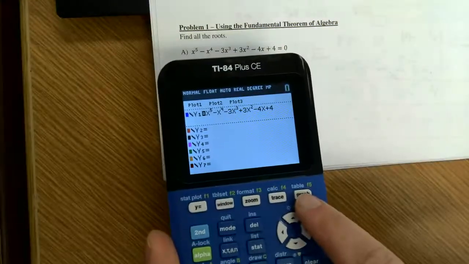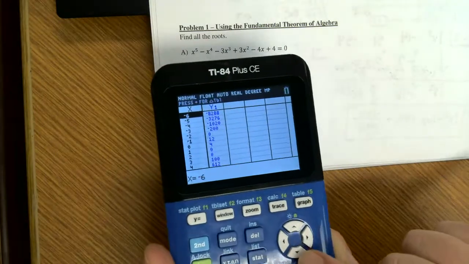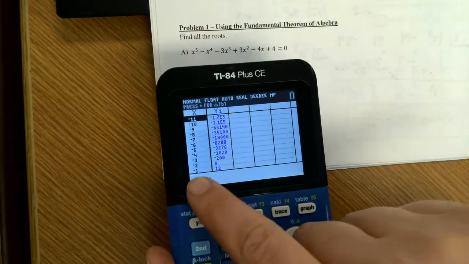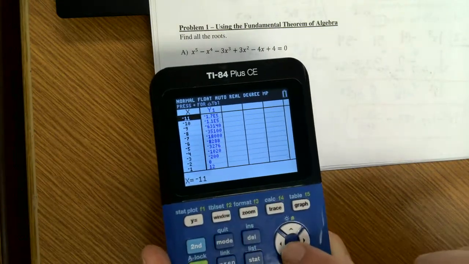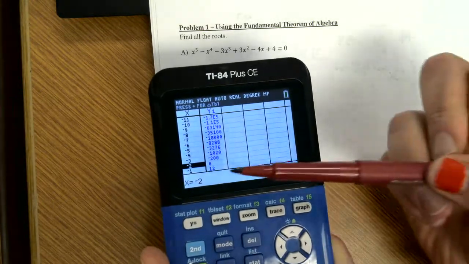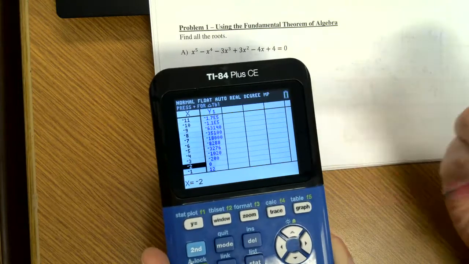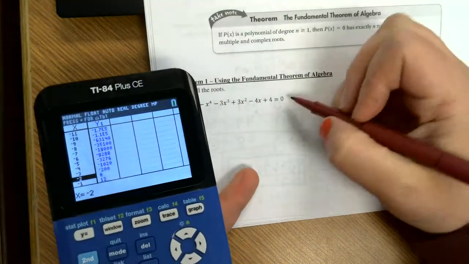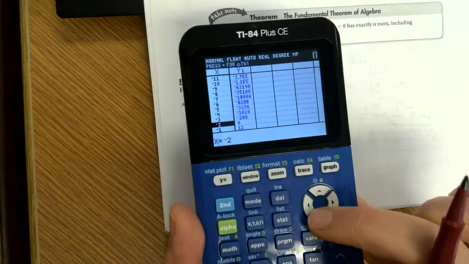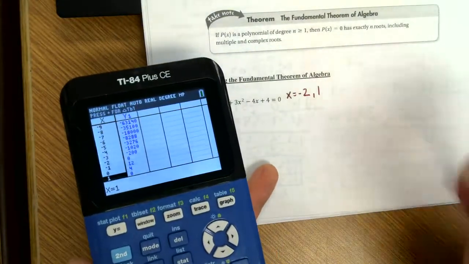Now we're going to go to the table. So second, graph to get to table. It gives us all the different numbers that if you were to plug in for x over here on the left-hand side, this is what you would get out. What we use this table for is to find out where the graph crosses the x-axis. So right here, it crosses the x-axis. So I have x equals 2, so I'm going to write that down. x equals -2. Just like how we have solved before, this whole chapter, now we can use our calculator to help us solve also.